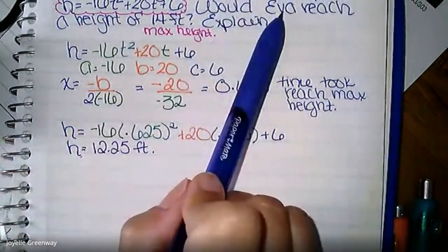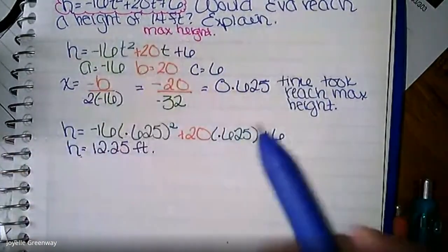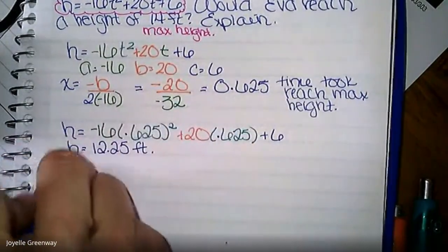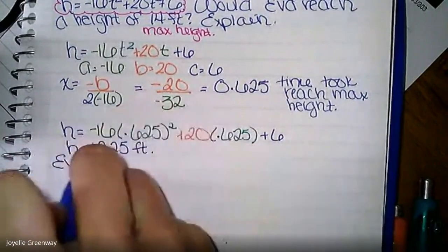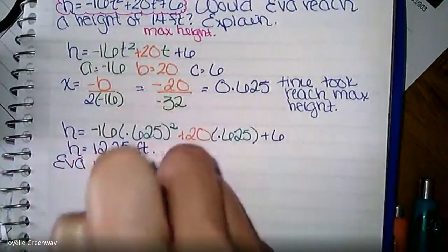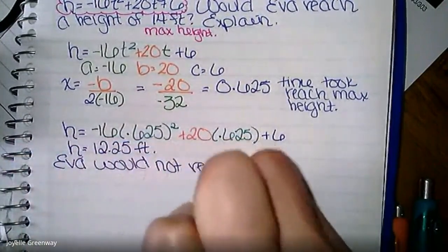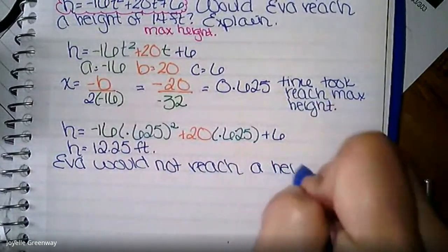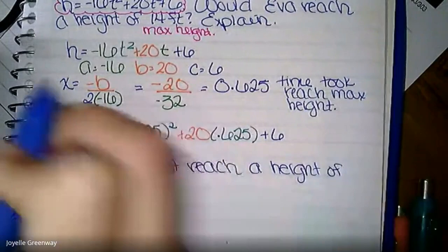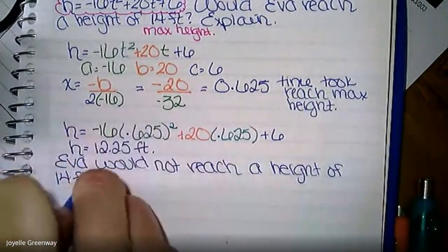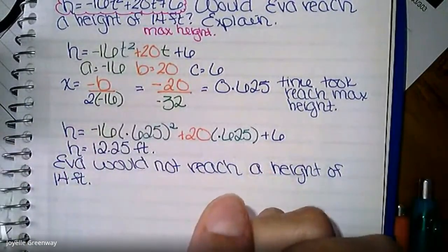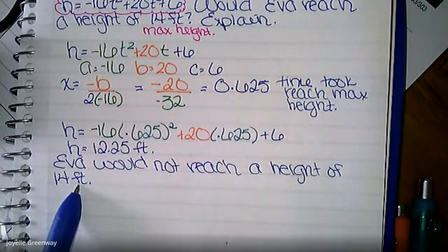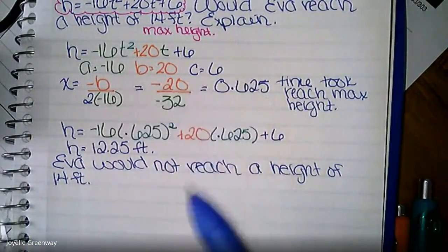So would Eva reach a height of 14 feet? Our answer is no. Eva would not reach a height of 14 feet. Okay, so I answered the question. So now I'm explaining why.